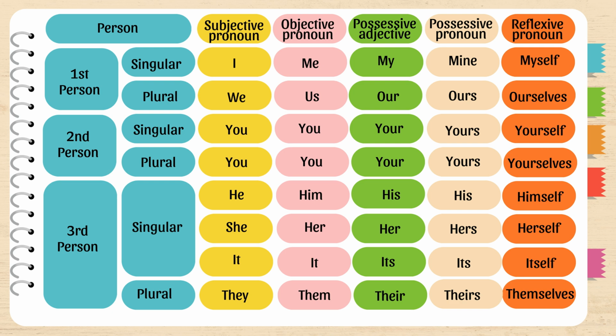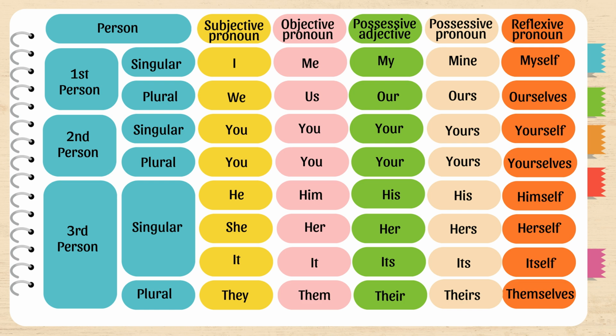Today, we'll talk about personal pronouns and possessives in English. Let's take a look at this chart. We will have subjective pronoun, objective pronoun, possessive adjective, possessive pronoun and reflexive pronoun.